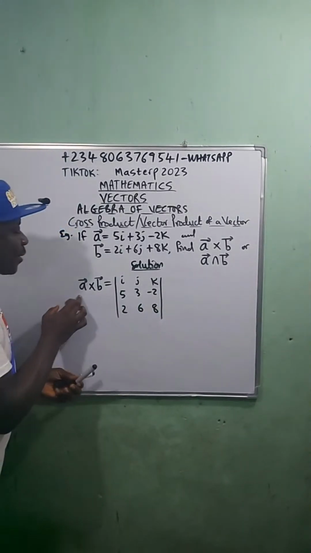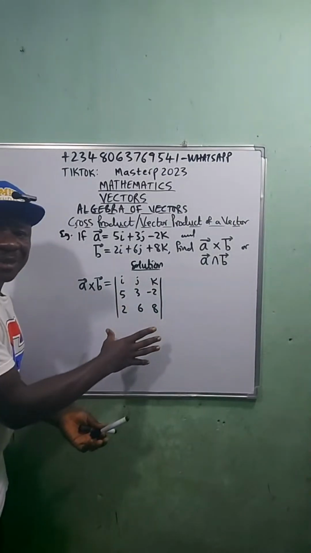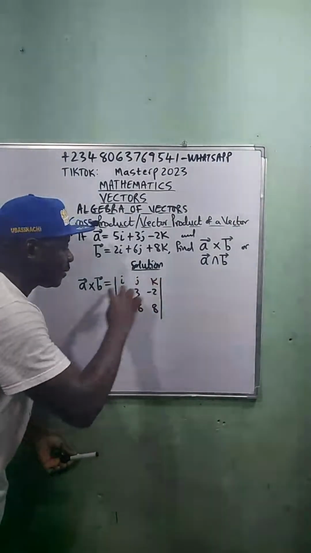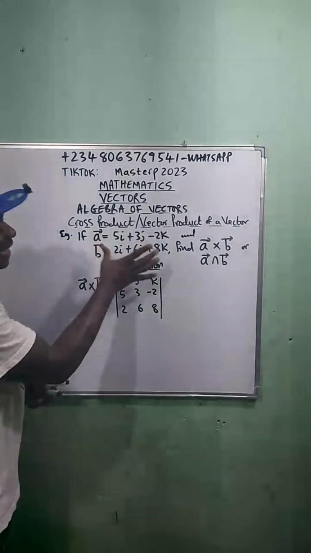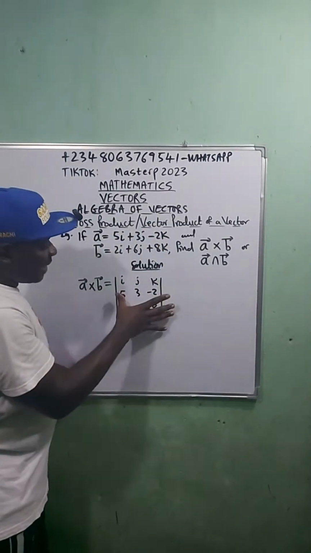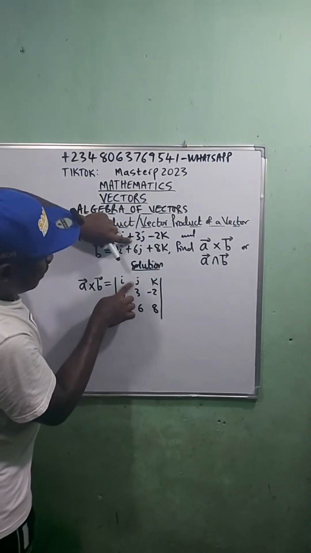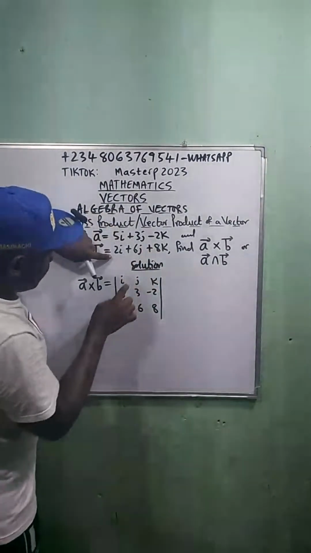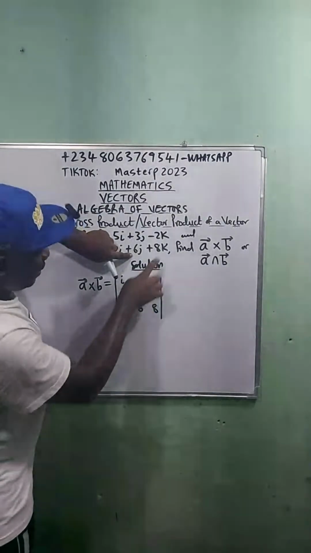So getting the A cross B simply means I should get the determinant. This thing is considered as a 3 by 3 matrix. It has how many rows? 1, 2, 3. How many columns? 1, 2, 3. Now this is the Cartesian form of the vector. This Cartesian form, you can still get it back from here. 5i, 3j, minus 2k is for this one. Then 2i, 6j, 8k is this one.